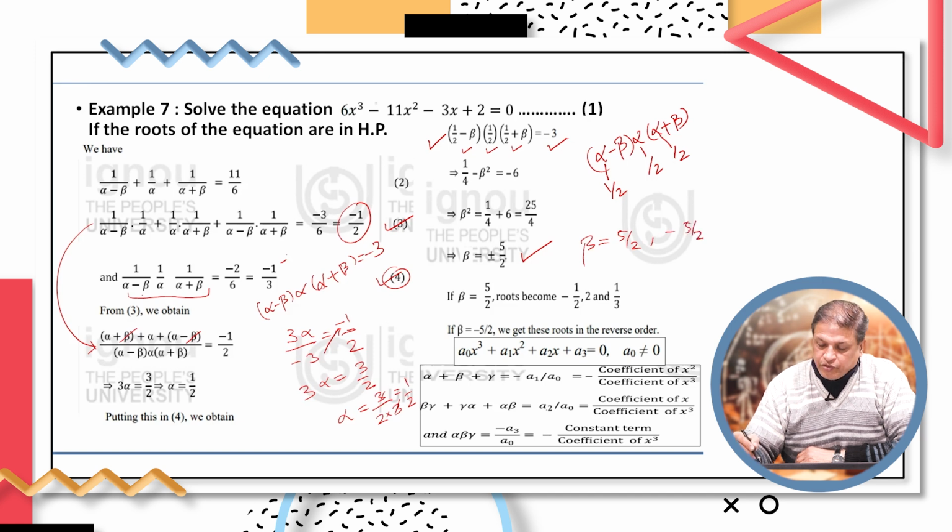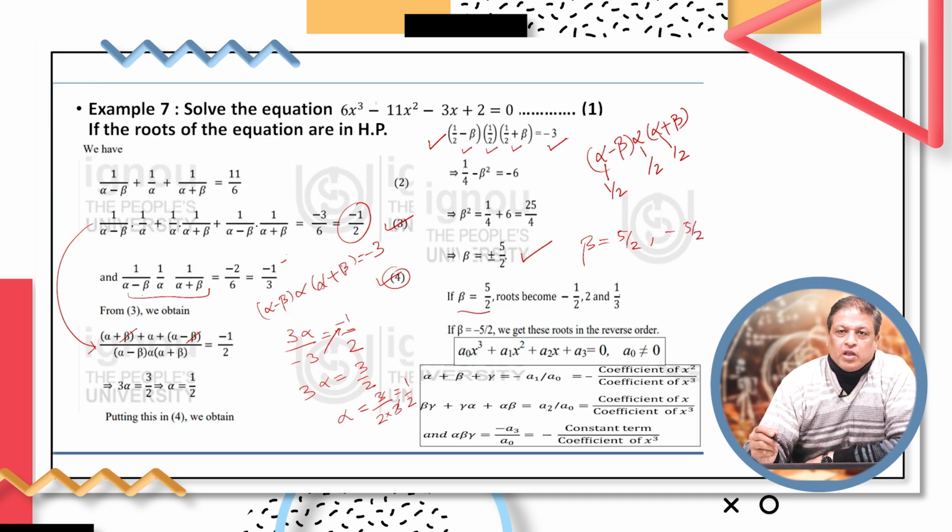And similarly, when beta is equal to minus 5 by 2, we will get the roots in the reverse order. I hope you understood how to use the identities in solving the cubic equation, given the roots are in, say, arithmetic progression or geometric progression, and we have solved ample numericals. By just solving these numericals, you will have a better grasp of the concepts of the cubic equation and the biquadratic equations also.